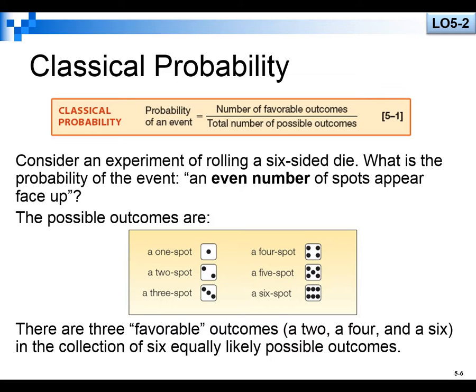So, for example, what is the probability of the event, an even number of spots appear face up? Our possible outcomes, we already defined those, anywhere from 1 to 6. And in this case, there are 3 favorable outcomes, getting a 2, a 4, and a 6, out of a collection of 6 equally likely possible outcomes. So this would mean 3 outcomes are favorable out of a total of 6 possible outcomes, giving us a probability of 0.5 for the event, an even number of spots appear face up. The key with classical probability is that the outcomes are equally likely.